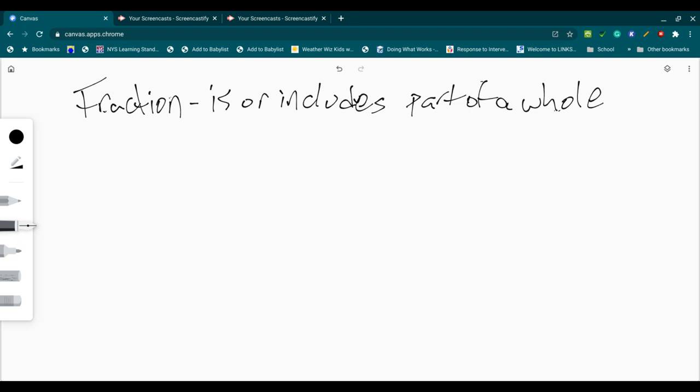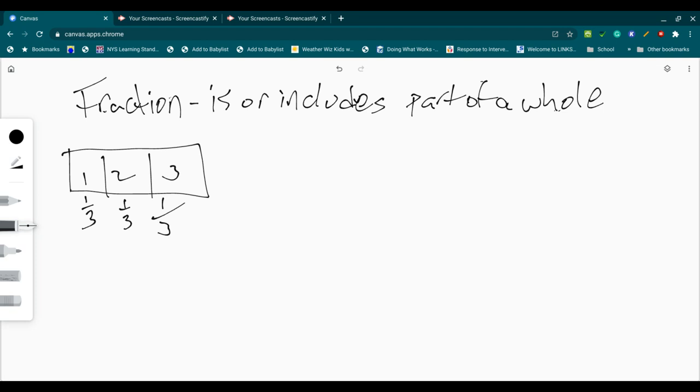When I say part of a whole, I mean if I have a whole candy bar and I break it into parts, then I have three different parts: 1, 2, 3. I have 1/3, I have 1/3, and I have 1/3. Technically, if they have a 1 up on top, that's called a unit fraction, but we're not going to worry about that quite yet.